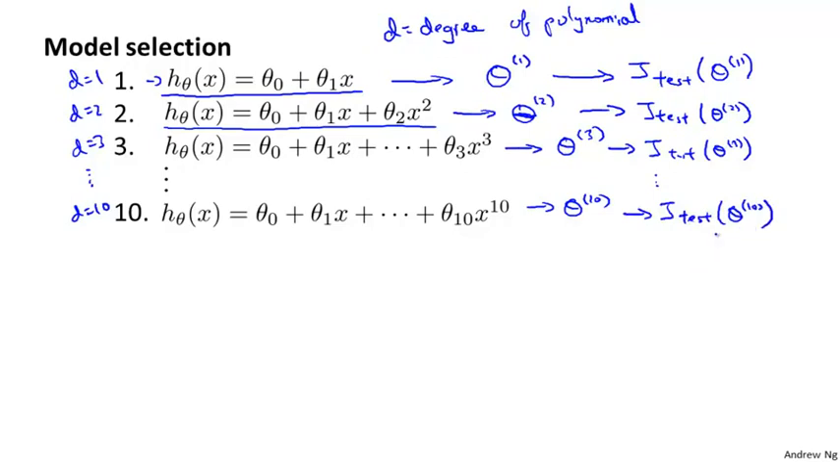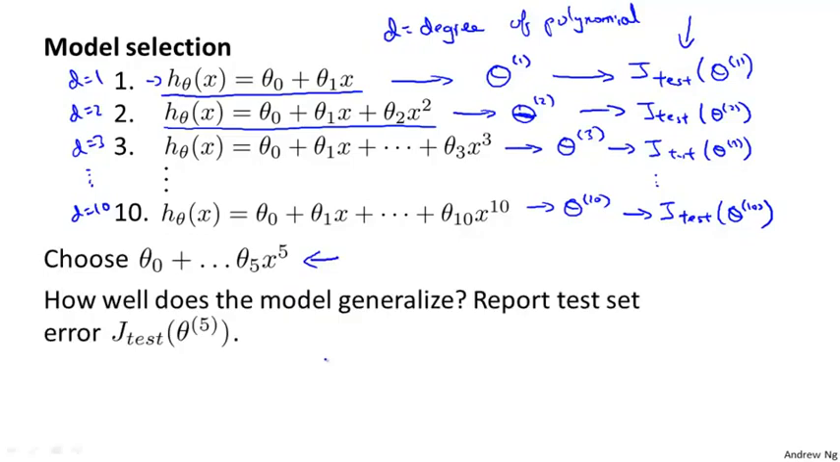Now, one thing I could do, in order to select one of these models, is see which model has the lowest test set error. And let's just say for this example that I ended up choosing the 5th order polynomial. So this seems reasonable so far. But now let's say I want to take my fit hypothesis, this 5th order model, and ask, how well does this model generalize?